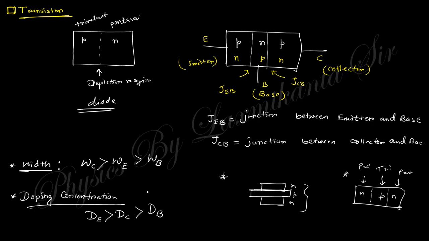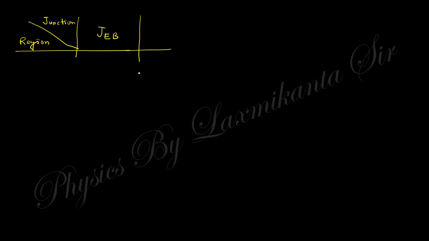Now, depending upon whether the junctions are forward or reverse, you have three regions. There are two junctions: J_EB and another one, J_CB. Clear? J_EB and J_CB.